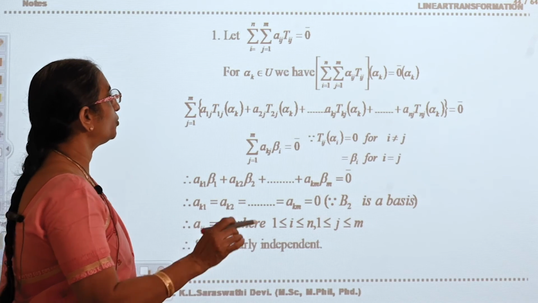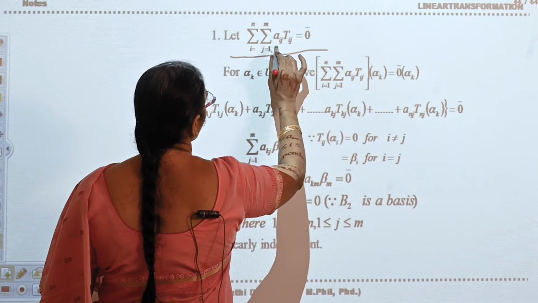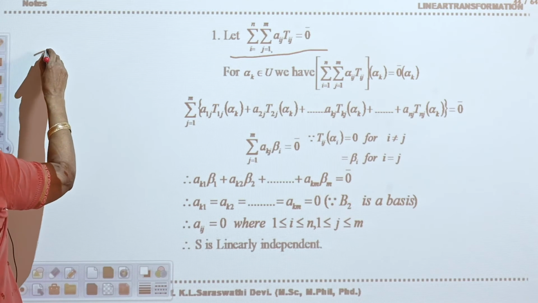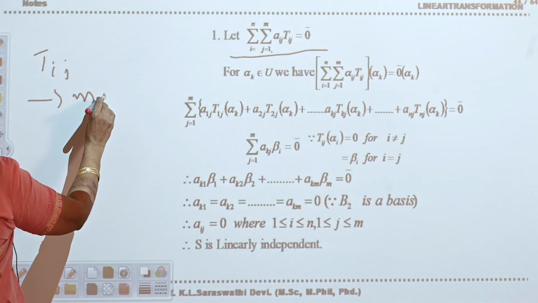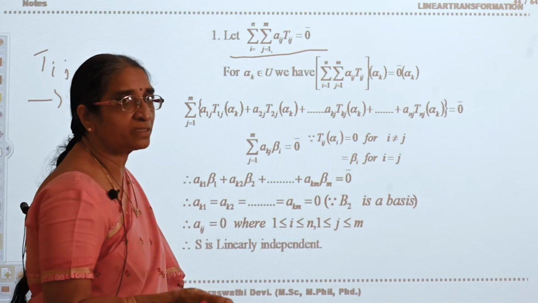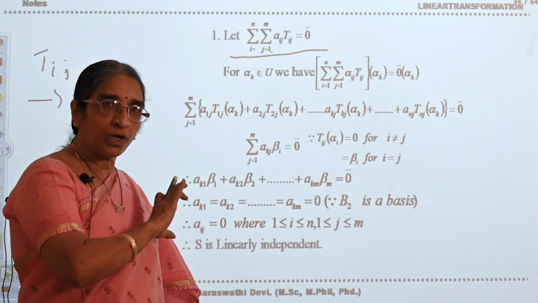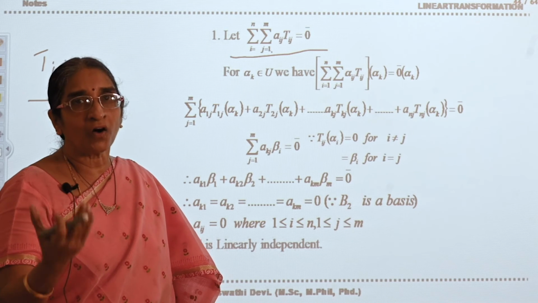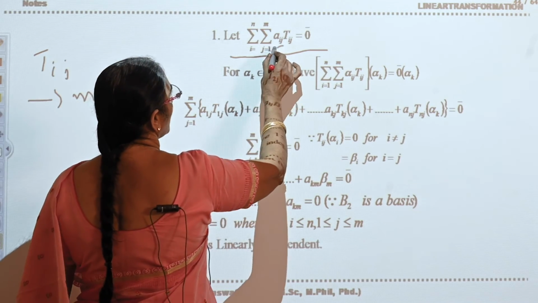Okay. Now in order to show that, consider the sum over i equal to 1 to n, j equal to 1 to m, of aij Tij is equal to 0 bar. See here, Tij, how many are there? There are mn linear transformations. Since there are mn linear transformations in S, you have to take mn constants in order to consider the linear combination. So you are taking them as aij.